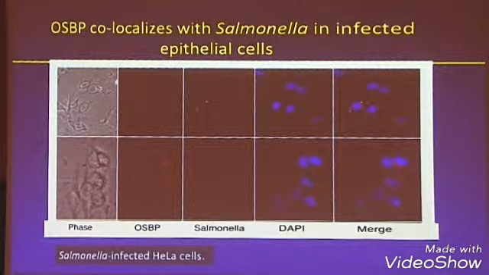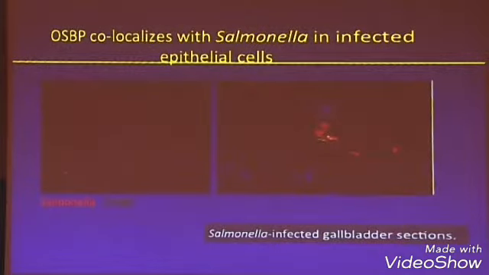So there was co-localization, so that's kind of guilt by proximity, the fact that OSBP is co-localized near where Salmonella is. This is just more of the same, again proving that bacteria seem to co-localize with OSBP. And this is in gallbladder, so that's good. It means it's co-localizing.